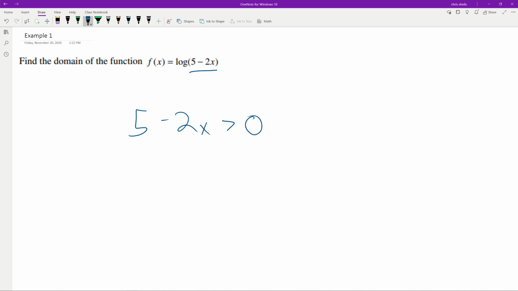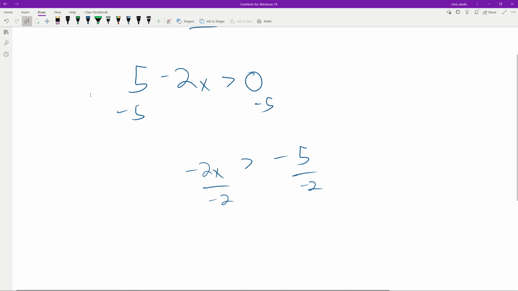Here I can solve for x. Maybe it's best to subtract 5 from both sides to give me negative 2x is greater than negative 5. And then divide both sides by negative 2. And we get x is, notice that I divided both sides by a negative number.